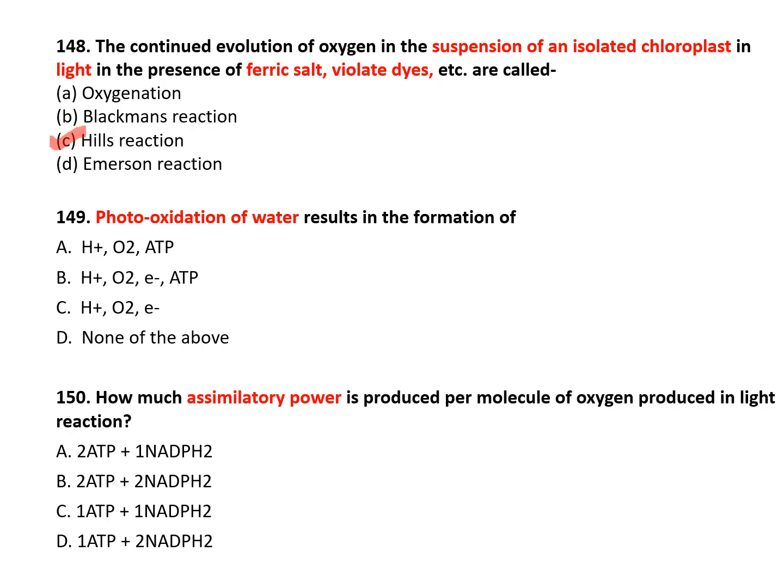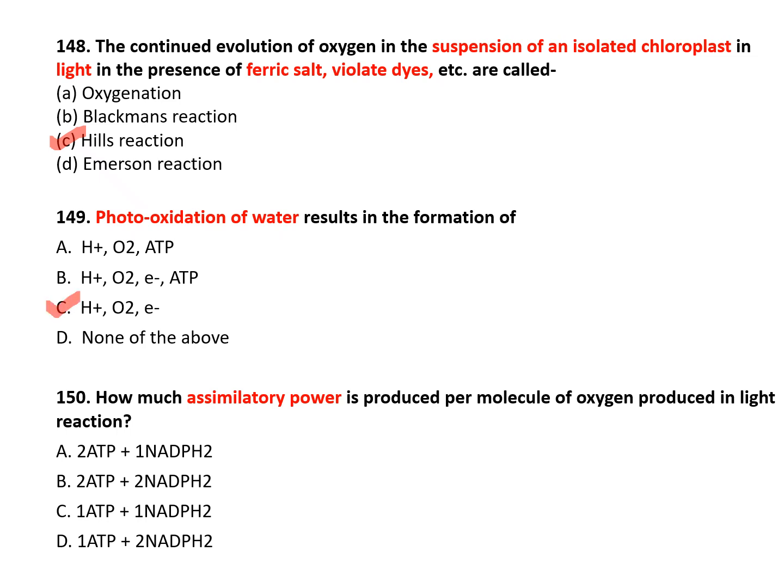The next question, number 149. Photooxidation of water results in the formation of: option A, hydrogen, oxygen, ATP; option B, hydrogen, oxygen, electron, ATP; option C, hydrogen, oxygen, electron; option D, none of the above. The correct answer is option C, hydrogen, oxygen, and electron.